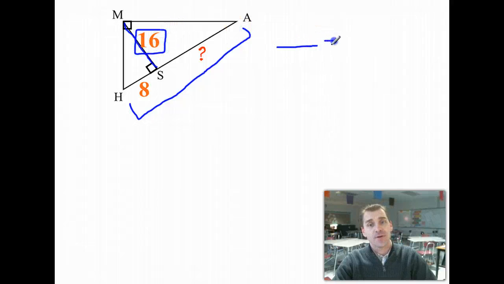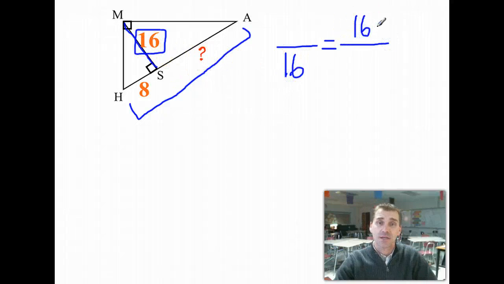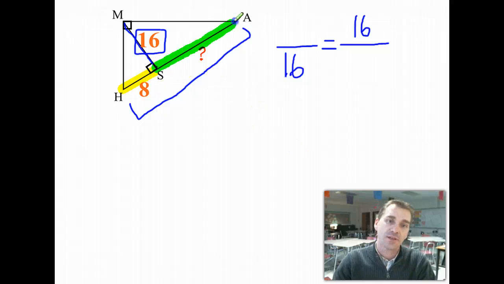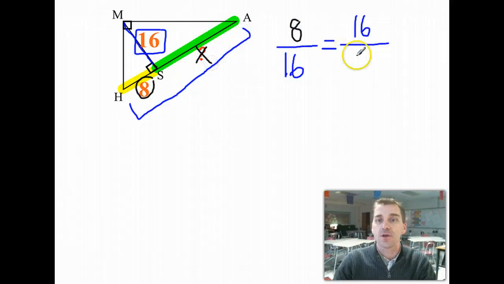It says if I have an altitude drawn to the hypotenuse of a right triangle, then the altitude length is the mean proportional. So I put 16 and 16 in for the means, because that's the altitude length. It's the mean proportional between the individual pieces of the entire hypotenuse, so HS and SA. So let's put them in there. 8 is one of them, that goes right up here. And the other individual piece, that's what I'm trying to find, so that happens to be x. That's perfect.